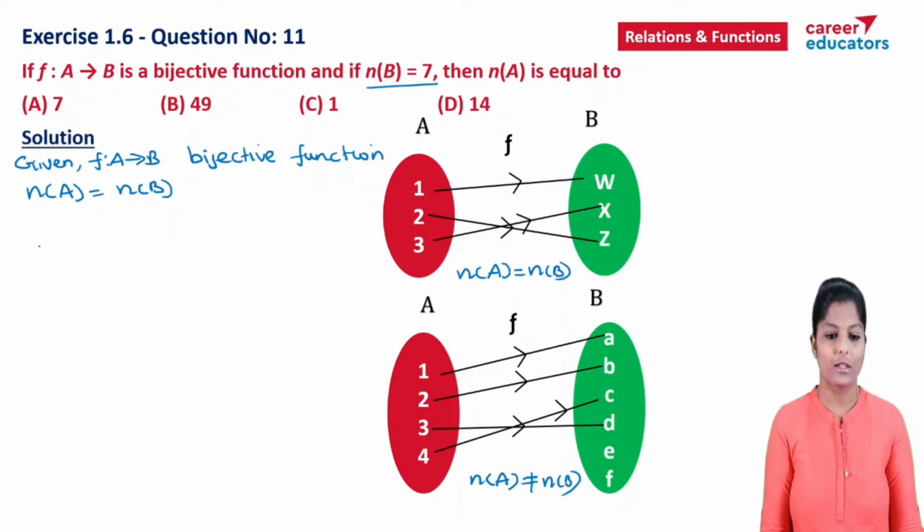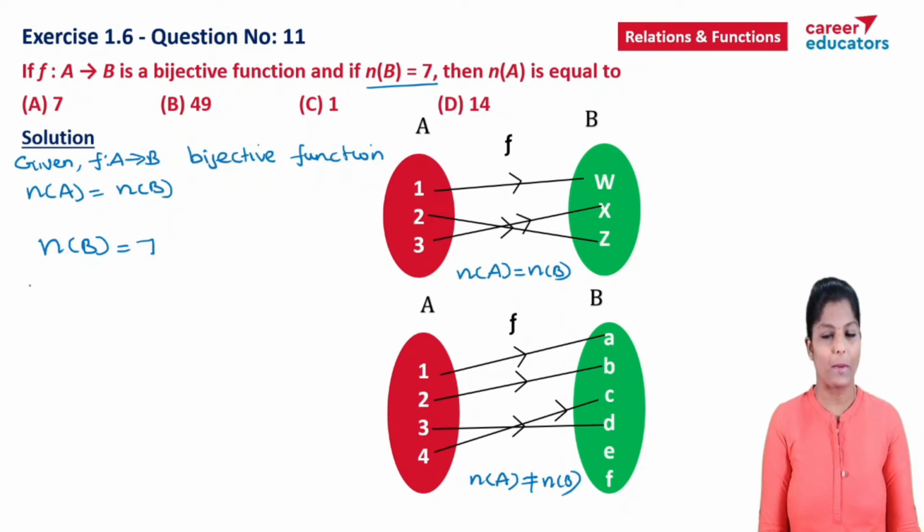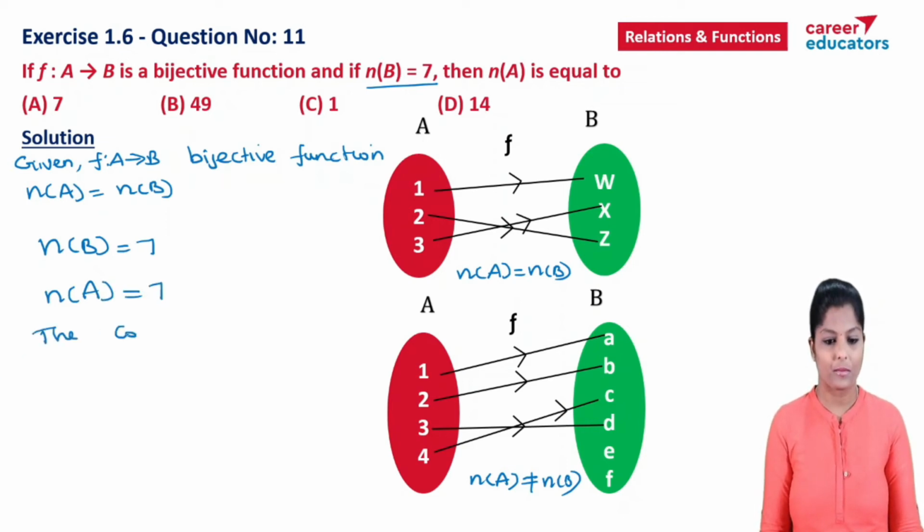Here in this question, n of B is given as 7 and also it is given that the function is a bijective function. So definitely n of A is also equal to 7. Therefore, the correct answer option is A, 7. That's all, we have completed this problem.